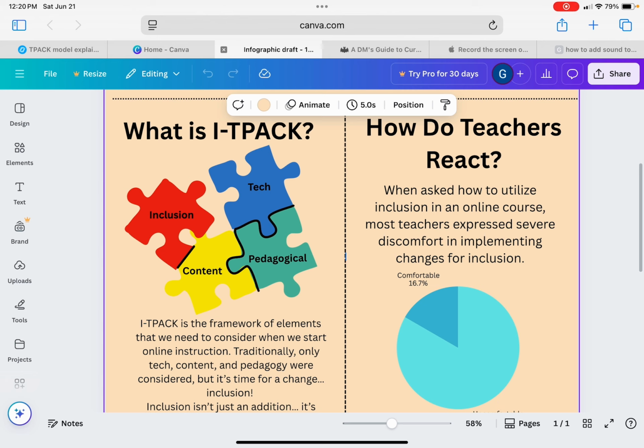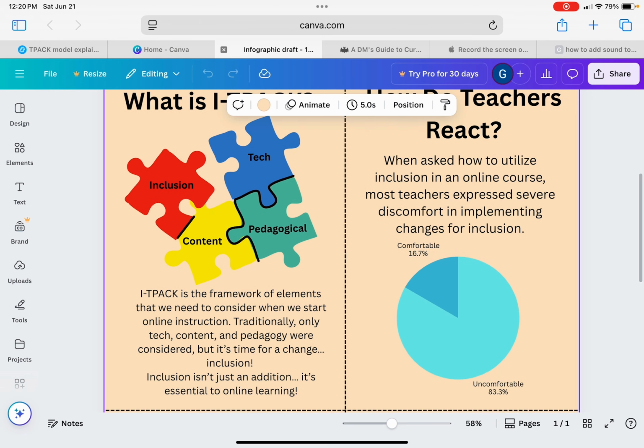There was a lot to the study that I was debating on including, but I think I wanted to remain as simple as possible to showcase my goal, which is that inclusion needs to be implemented, because the vast majority of teachers are uncomfortable with adding or changing the course to think about inclusion, with only 83%.